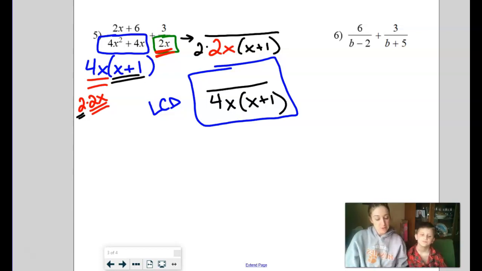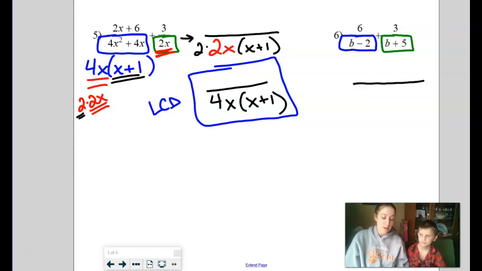Oh boy, number 6 looks really complicated, right? But it's not. So this denominator is b minus 2. That's its own thing. This denominator is b plus 5. Yep. They are two totally different numbers. I know they look similar, but they are two totally different numbers. So when I go through and I'm like, well, what do I need in my common denominator? Well, I need a b minus 2 and a b plus 5, yes.